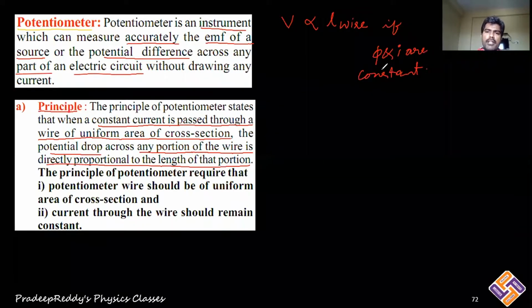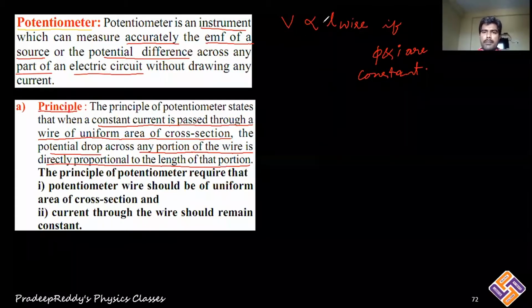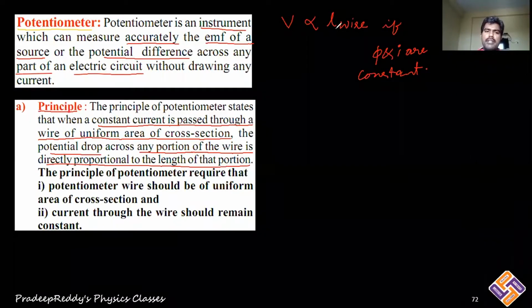So that means if the potential gradient of the wire is constant and if current passing through the circuit is constant, in such cases, the voltage dropped across that particular wire is directly proportional to its length. That is the principle of constructing potentiometer. So the principle of potentiometer requires these two conditions.